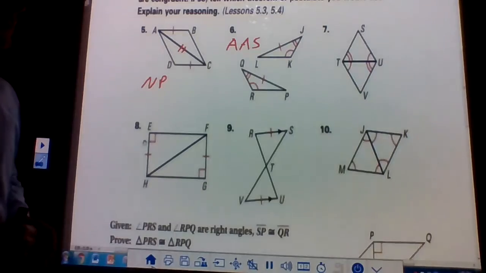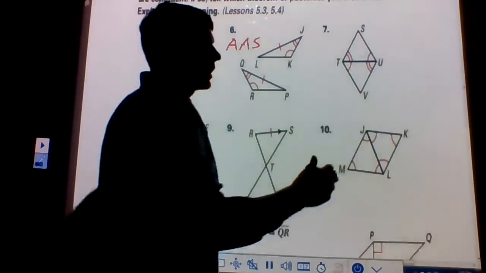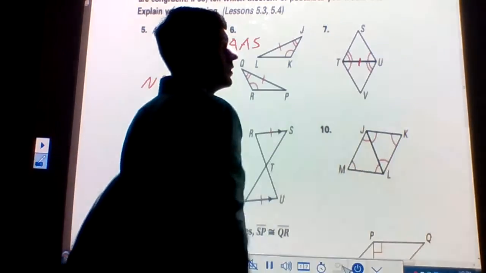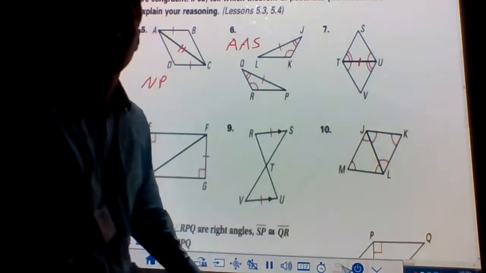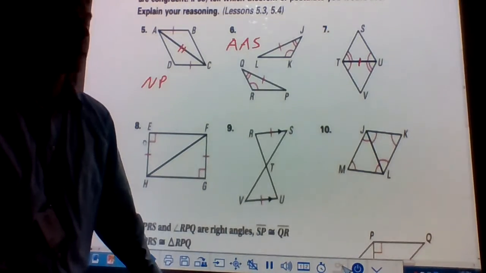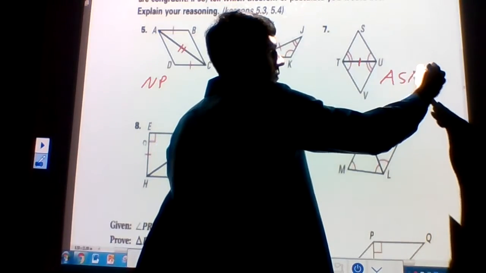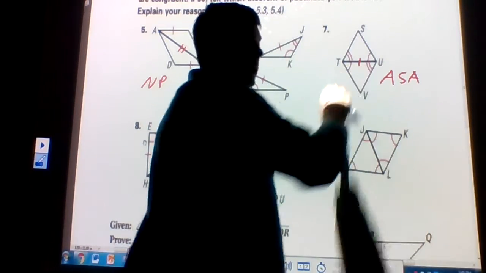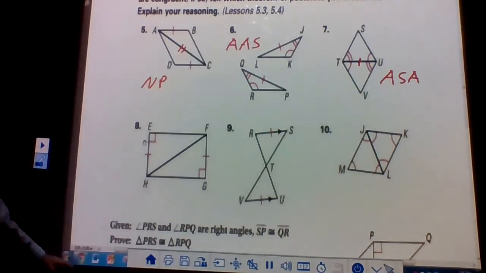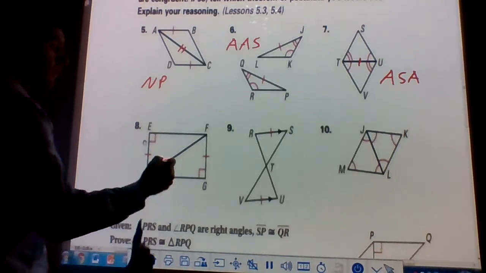All right, again, we have a shared side, so we can use the reflexive property. We have 2 pair of congruent angles there, 1 on each side of the side. So we're going to have angle, side, angle. The side is included, meaning it's between the 2 pair of angles. Angle, side, angle.